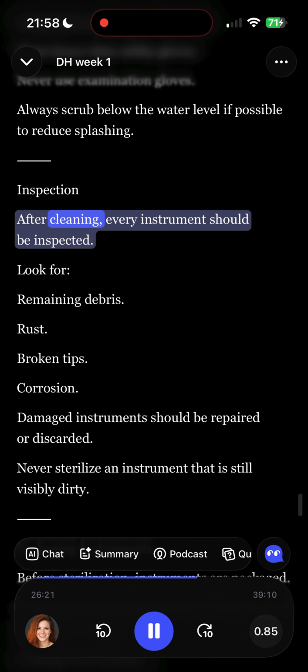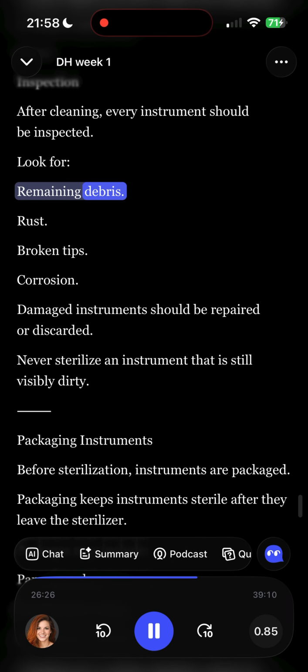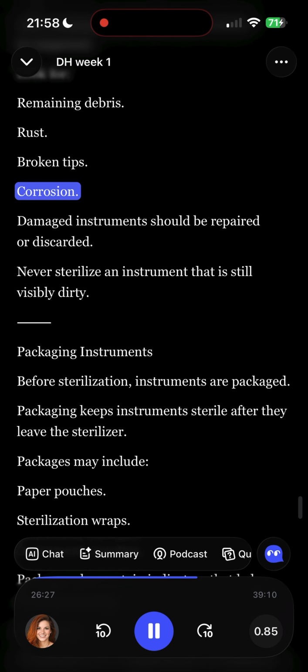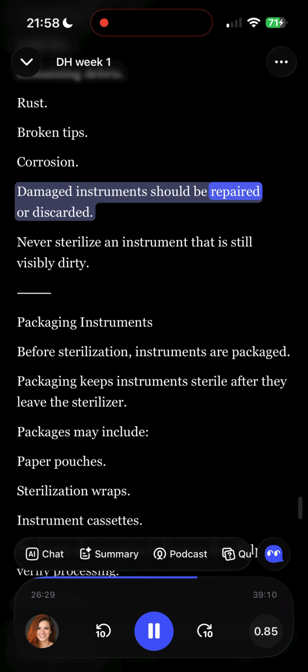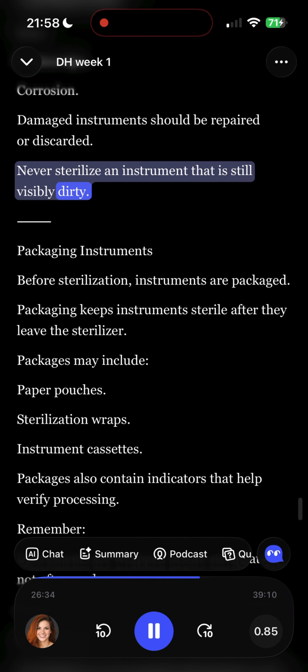Inspection. After cleaning, every instrument should be inspected. Look for remaining debris, rust, broken tips, and corrosion. Damaged instruments should be repaired or discarded. Never sterilize an instrument that is still visibly dirty.